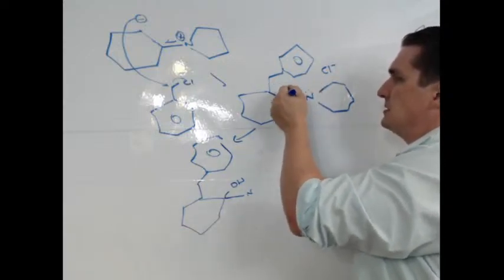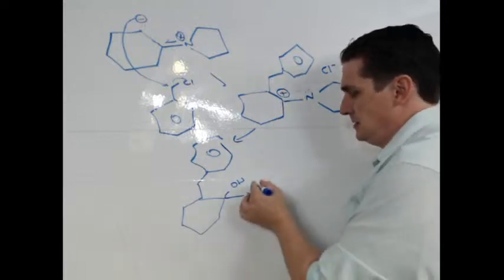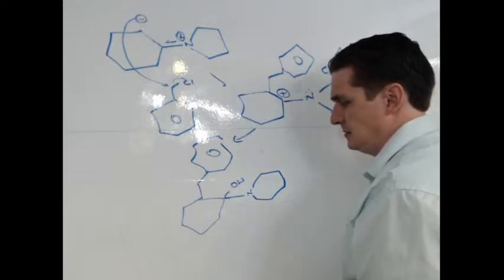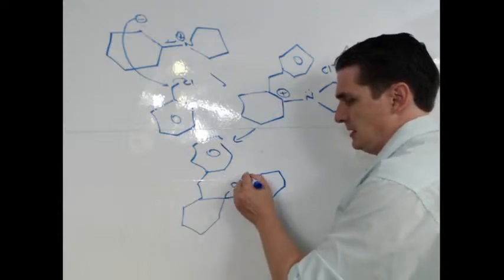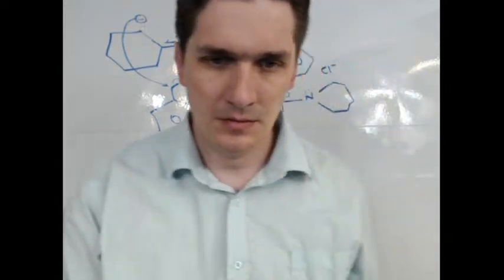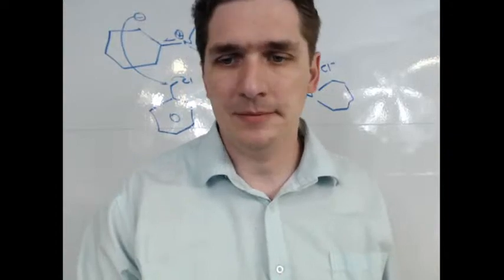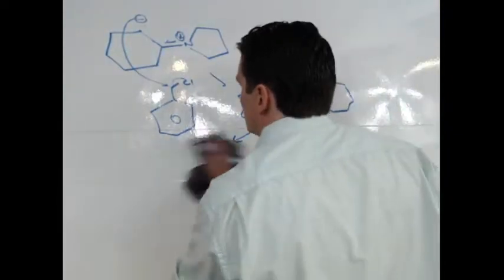Your next resonance is this. And if that extracts a hydrogen, get the ketone. Oof, okay. So, a lot of mechanistic errors here.